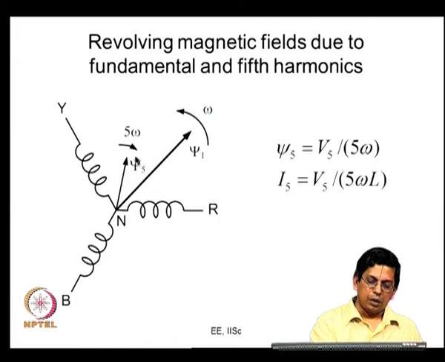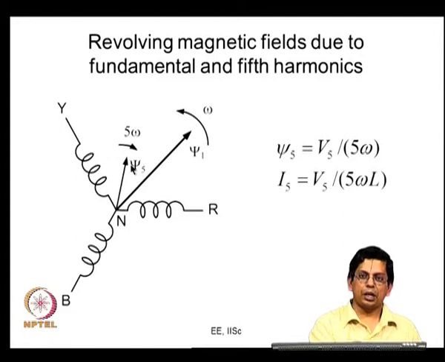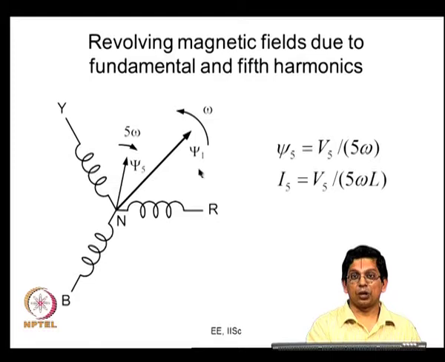So, this revolves in this direction, and at what frequency? It is 5 omega, because that is the applied frequency. So, this revolves at 5 omega. The relative speed of the fifth harmonic magnetic field with respect to the fundamental magnetic field is 6 times omega. This causes what is called the sixth harmonic torque, as we would see a little later.